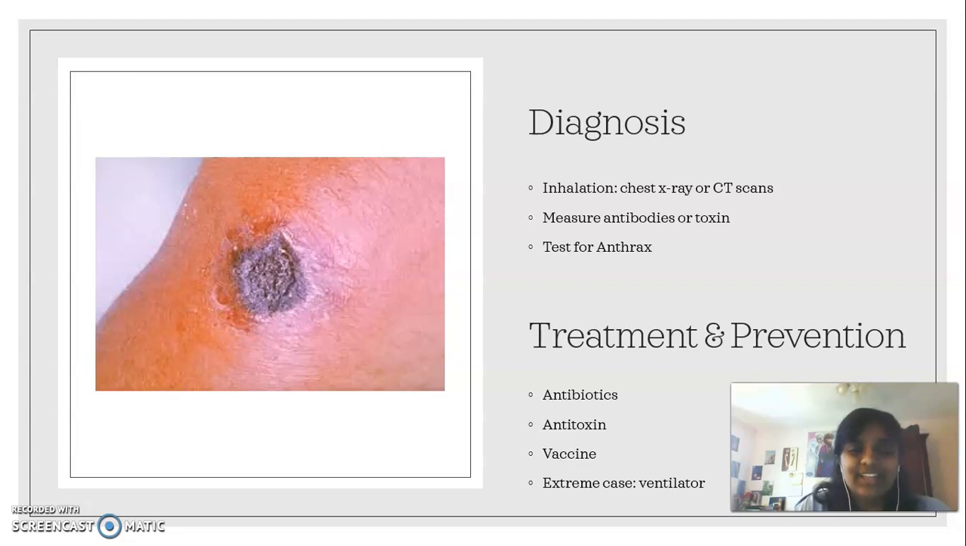or doxycycline. And the way that works is that after you've been exposed, at least within 6 days, you have to start taking the antibiotics, and then you have to take it for 60 days. And that's just because it takes about 6 days for the spores to be activated, but even then they can live in your body for about 60 days.